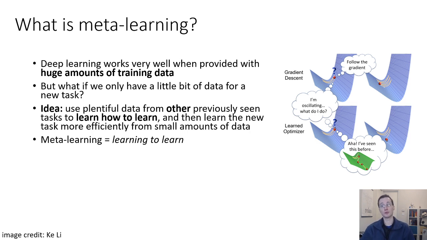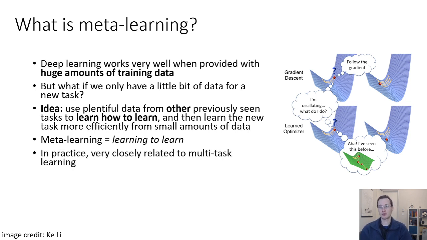But of course, that's not the only thing that you can learn from prior data. You can learn something about the optimization process, but you can also learn something about the kinds of prior knowledge that are useful for solving tasks. For example, you can learn something about useful visual features. You can learn something about objects and other visual concepts that might be really helpful for learning how to recognize images. So all of these things fall under the purview of learning how to learn.